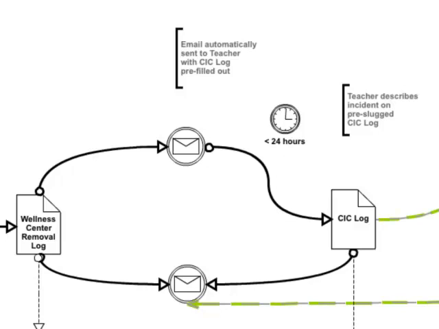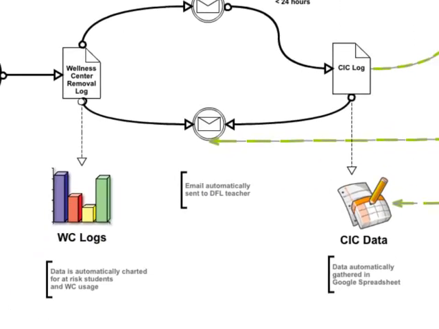So the tracking of all of this is going to happen in Google Spreadsheets and Google Charts, and this will give the school an ability to see over time any trends or patterns to help be smarter in the way they allocate resources and help specific teachers.